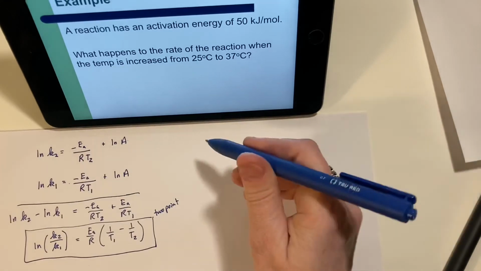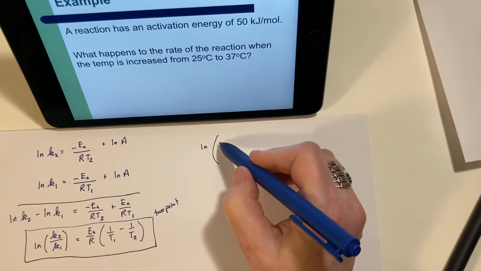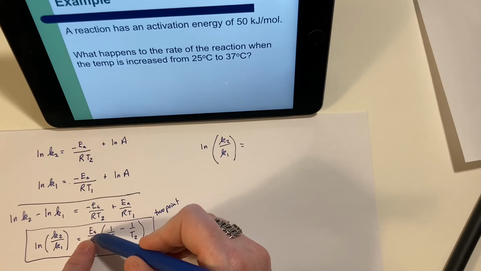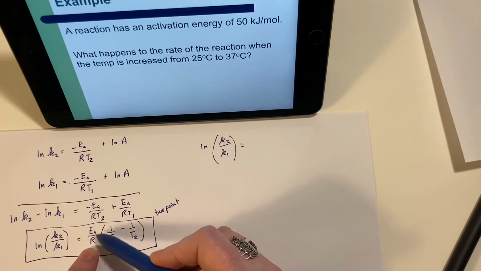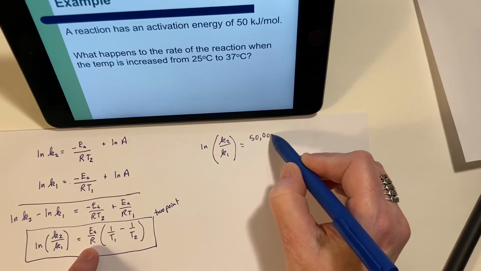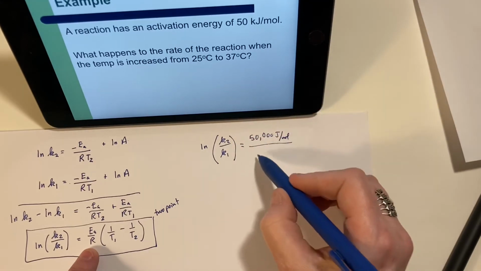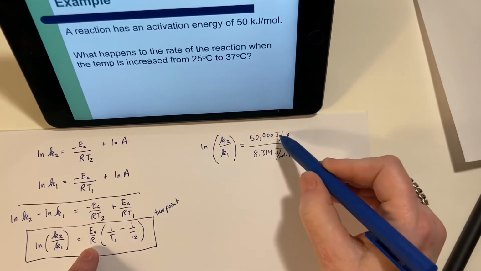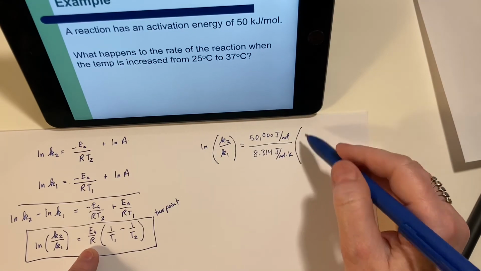So let's put our numbers in. The natural log of K2 over K1, I don't have any numbers to put in there, is equal to the activation energy. Now, it's in kilojoules, but the R factor is going to be in joules, so I need consistent units. So I'll put activation energy as joules instead of kilojoules. And my R, 8.314 joules per mole per Kelvin. So joules per mole will cancel, and so will my Kelvins.